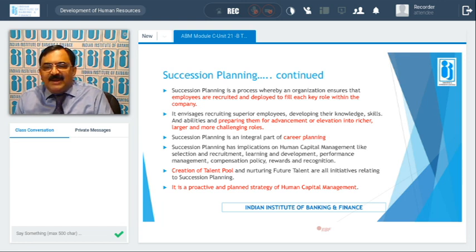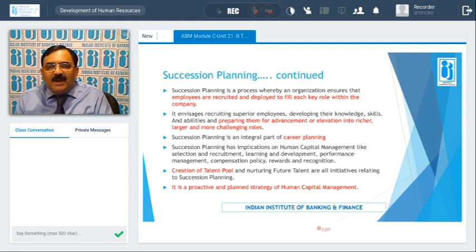Succession planning has implications on human capital management like selection and recruitment, learning and development, performance management, compensation policy, rewards and recognition. Now we call this as a life cycle of the human resource management, and succession planning will move on the entire life cycle of the entire human resource development.